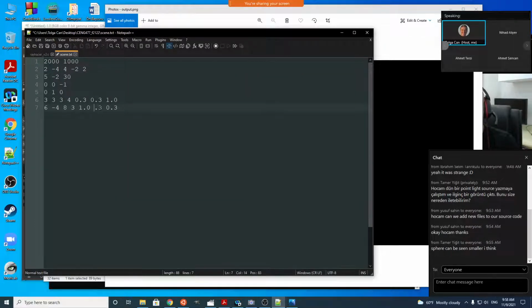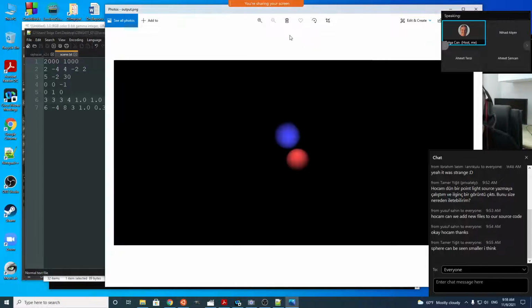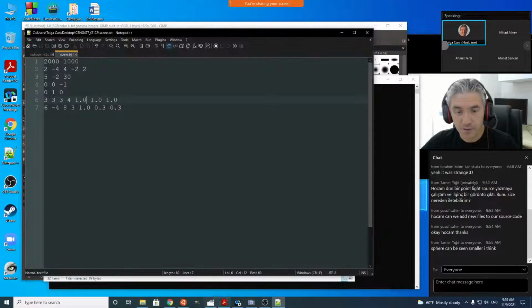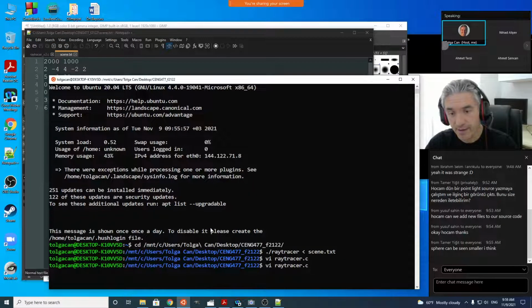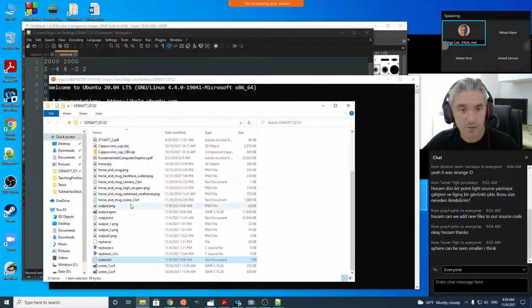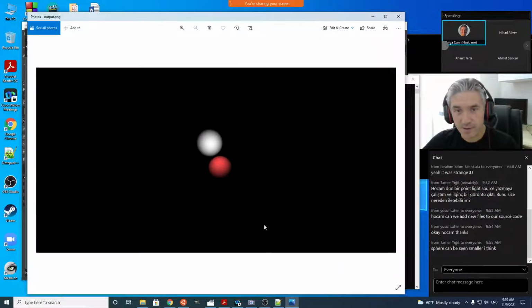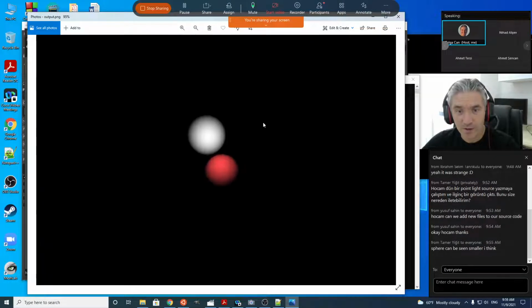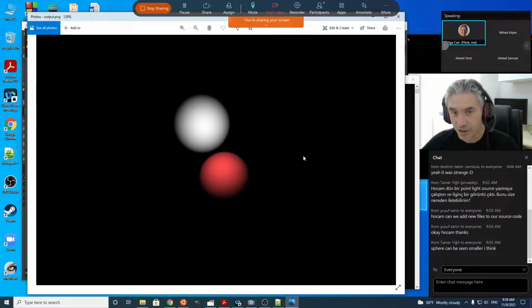So let's make this blue sphere a purely white sphere to see the shading effect maybe more clearly. So let me just close this, run it again. Okay, since it's in my scene file, I don't need to recompile it. Now it should be here, output.png. So this is the pure white one. As you can see, it's not pure white, it's grayish in parts.